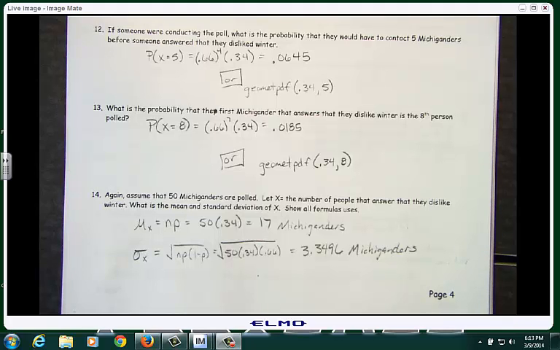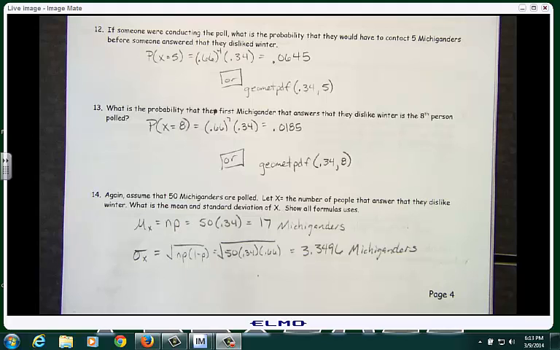Now, figuring out the mean and the standard deviation of x for number 14. It said, assume that 50 Michiganders are polled. Let x equal the number of people that answered that they dislike winter. So the mean of x is equal to n times p. That's our formula that we need to show. N is 50 and p is 0.34. So n times p is 17. So the mean of x would be 17 Michiganders.